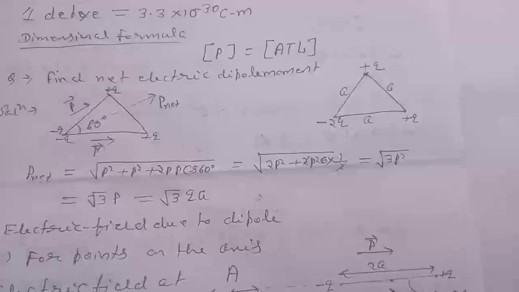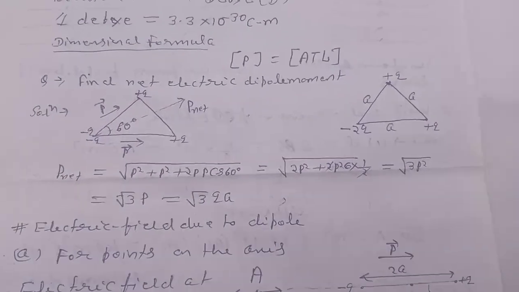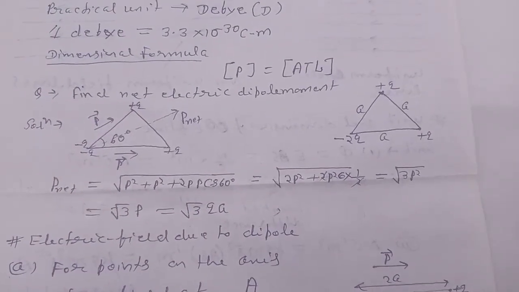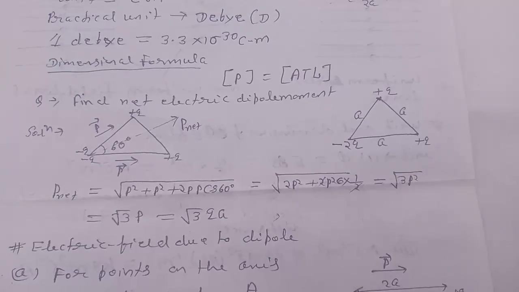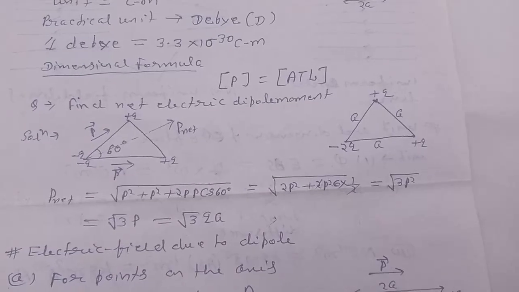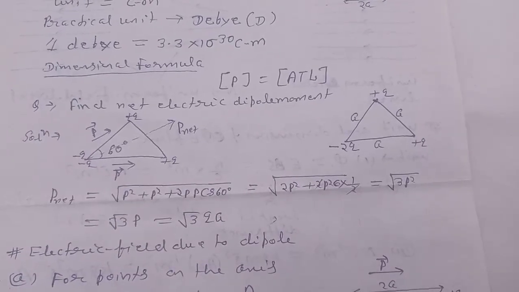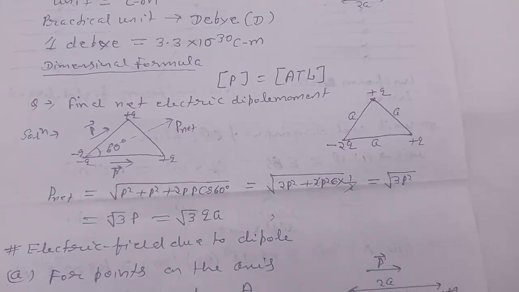Find net electric dipole moment. P net will be equal to under root P square plus 2PP cos 60 degree, and solving we get root 3 P or root 3 QA.